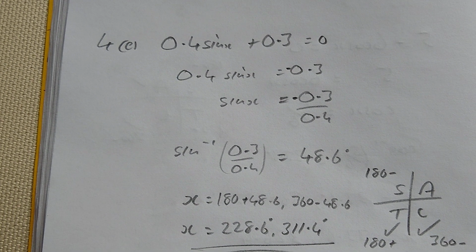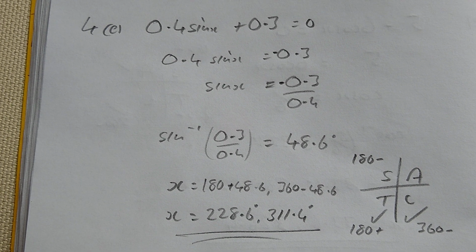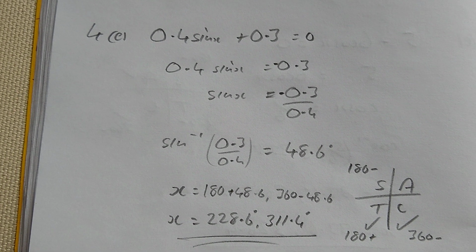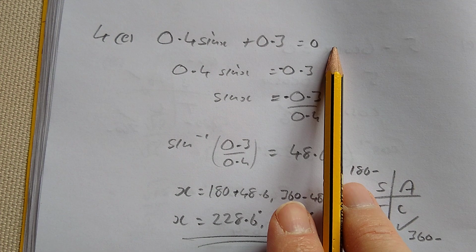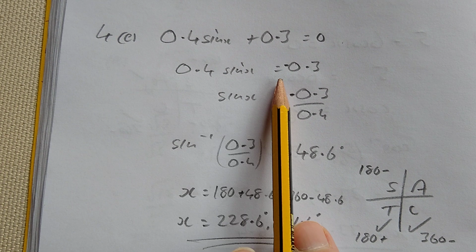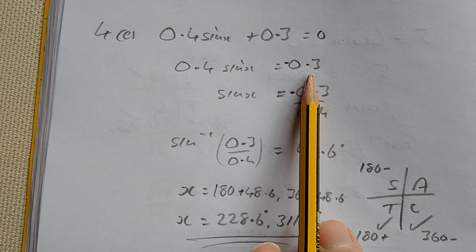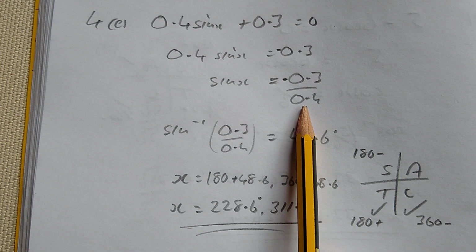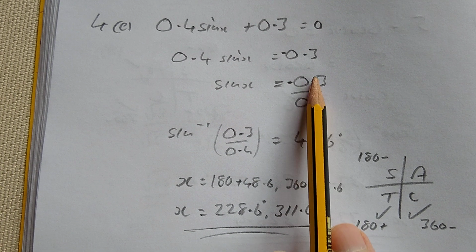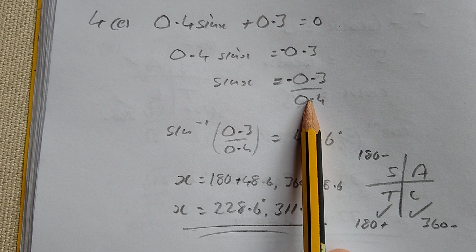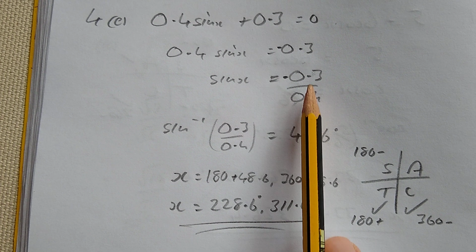Question 4e. So in this one, just a little bit of rearranging to do. So I'm going to subtract 0.3 from both sides, which will give me this. I'm then going to divide through by 0.4. Okay, I can simplify this here if I really want to, but because I'm halfway through the question, I don't need to. If it was my final answer, I'd definitely be simplifying it.